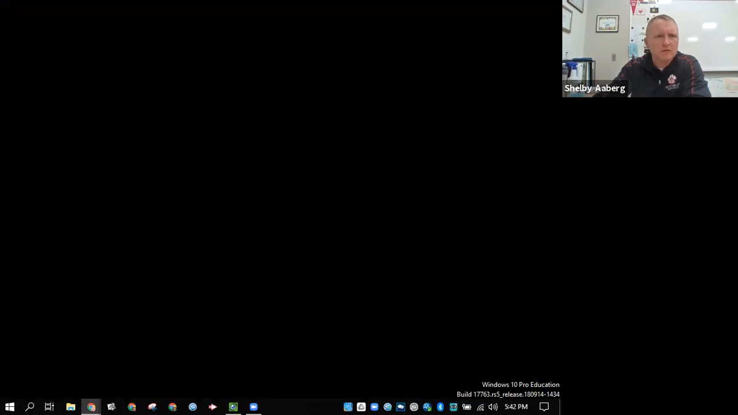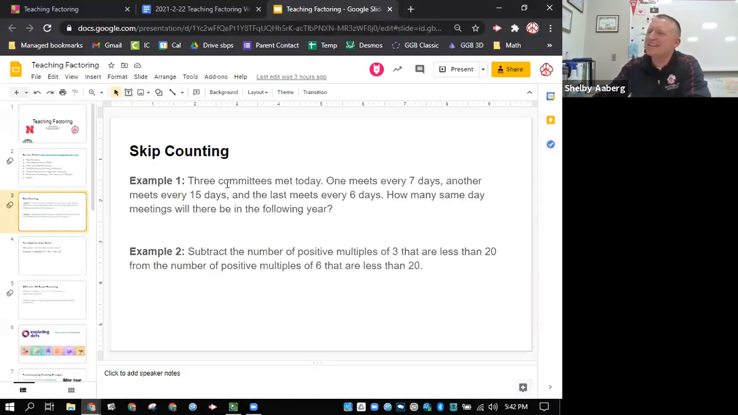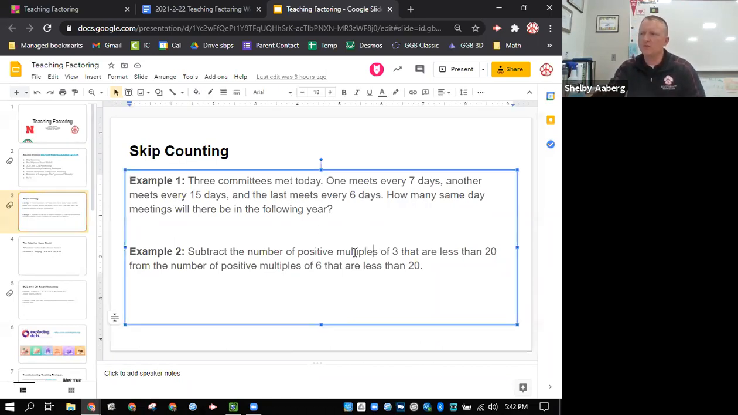The second problem, losing track of all my screens here. There we are. Subtract the number of positive multiples. This would be more of a low entry problem to get kids thinking the right way with skip count. So we talk about what the vocabulary word multiples means, and what we mean by positive. The ordinality of the subtraction matters in this case. So how do we determine which one is the, I forget the term, subtrahend and all that.